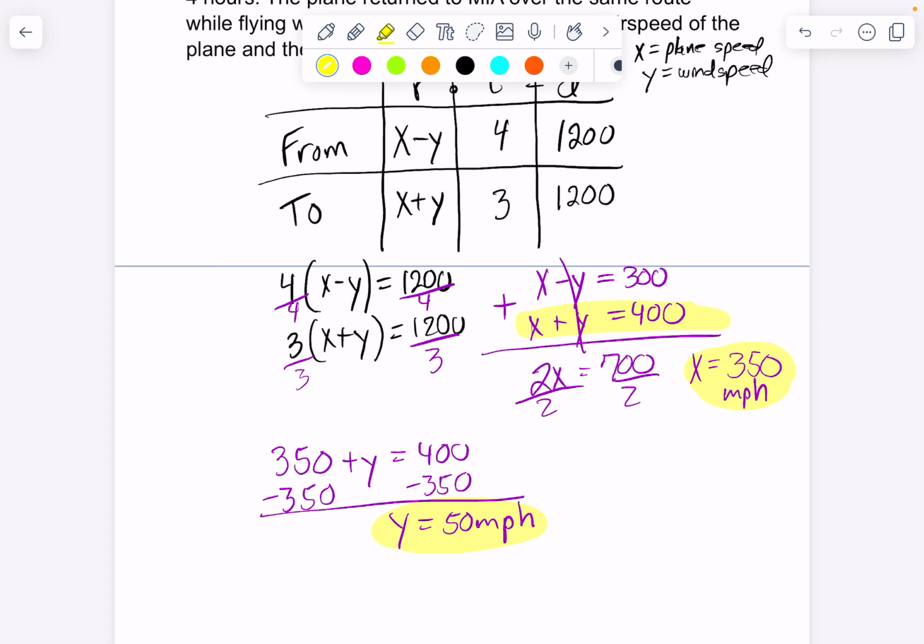Always look at the answers and make sure that it makes sense. For example, if we had made an error and we had said that the wind speed was 350 miles per hour and the plane speed was 50 miles per hour, we'd have a little bit of a problem because the wind would be overtaking the plane. So always make sure for logic when you're working with word problems.